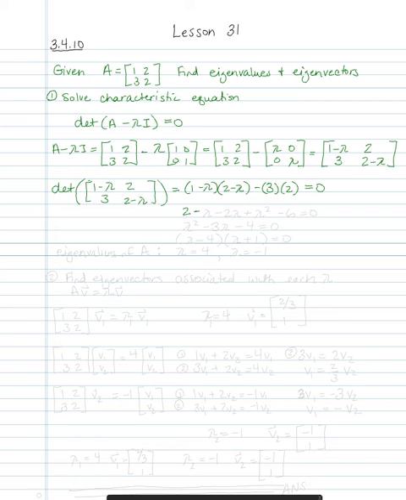2 minus lambda minus 2 lambda plus lambda squared minus 6 equals 0. And then when we put this in the correct order, lambda squared minus 3 lambda minus 4 equals 0, which we can factor into (lambda minus 4)(lambda plus 1) equals 0. Therefore, our associated lambda values, which are our eigenvalues, are lambda equals 4 and lambda equals negative 1. So these are our eigenvalues of A.